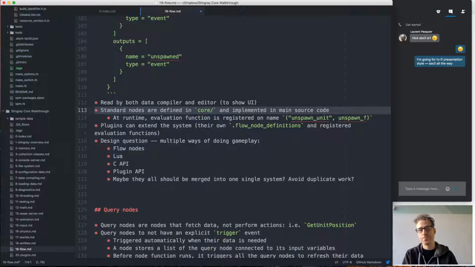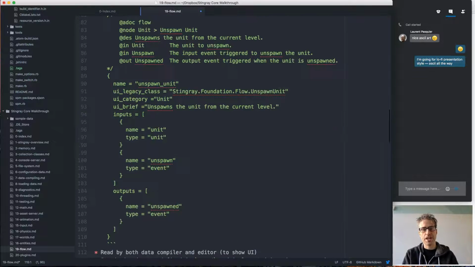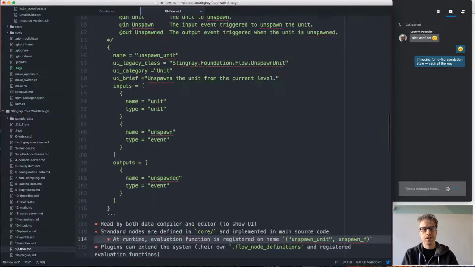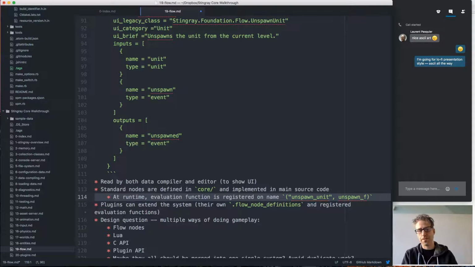All our standard nodes are found in the core folder, so that's the folder that is shared between all projects. And the implementation of those flow nodes is found in the main source code. The way we find the implementation is that we register these. We register the C function, because we can't really put the C function in the definition file here. It needs to be compiled with the rest of the game. So instead, it's somewhere in the code, and it registers itself with the flow evaluator. Somewhere in the code, we register that this type of flow node, spawn unit, should be handled by some C function that performs the actual action.